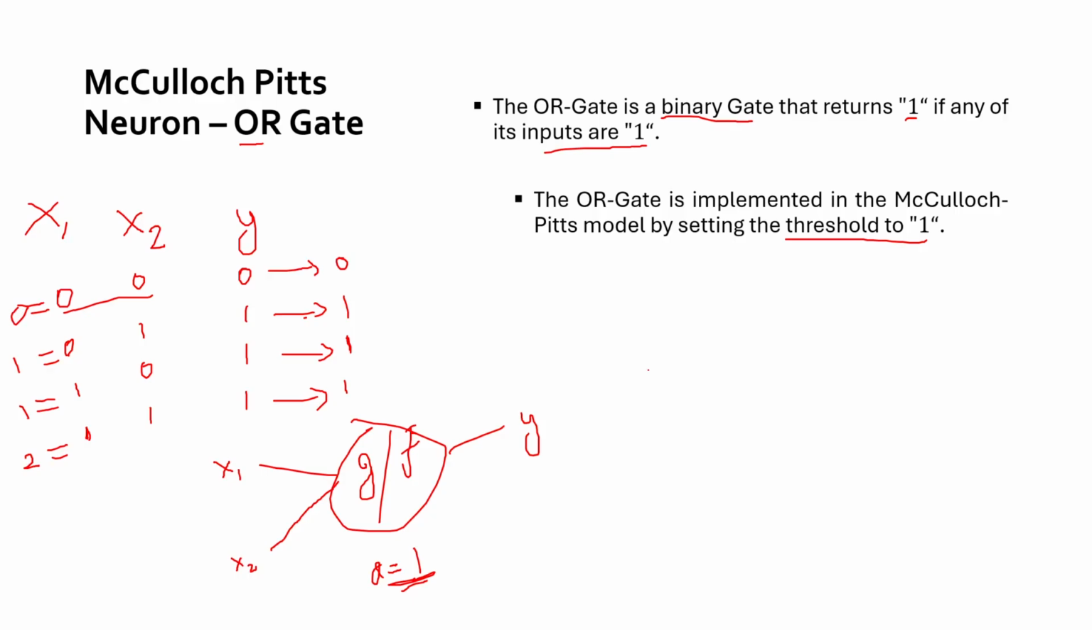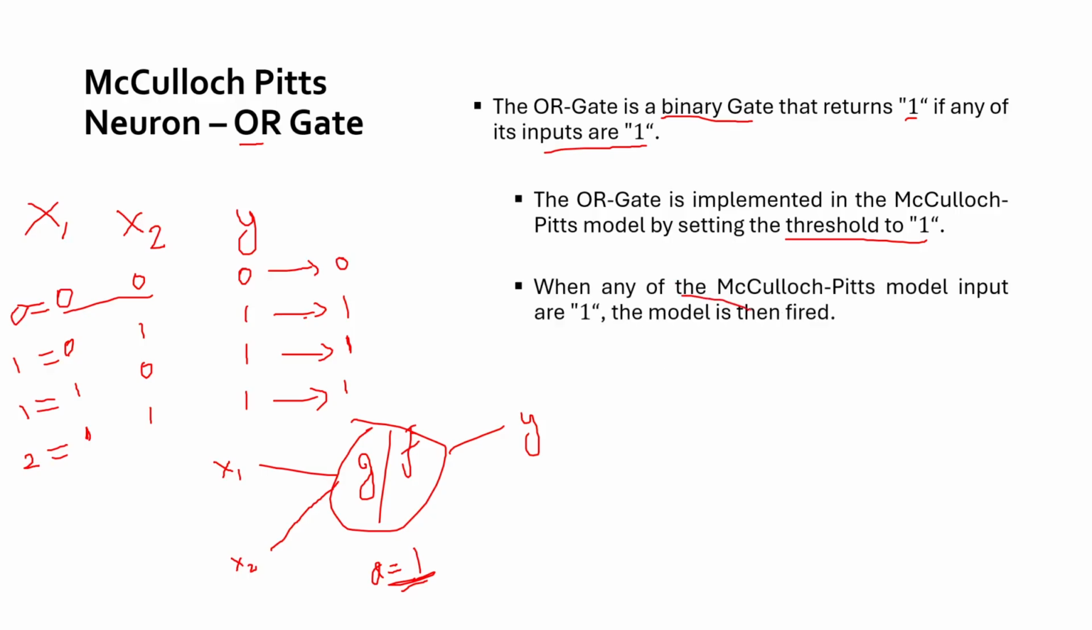So when any of the inputs is 1, in the case when you are implementing the OR gate, then the McCulloch-Pitts neuron will fire. Here it is activated when any of these inputs is 1, such as in this case this is 1, in this case this is 1, in this case both are 1. So this was about the OR gate implementation. Now let's see how to implement the NOR gate using the McCulloch-Pitts neuron.